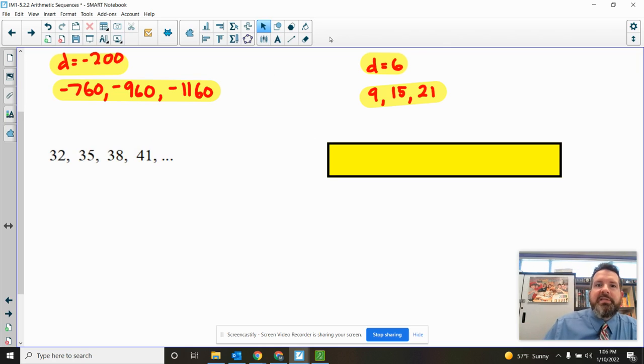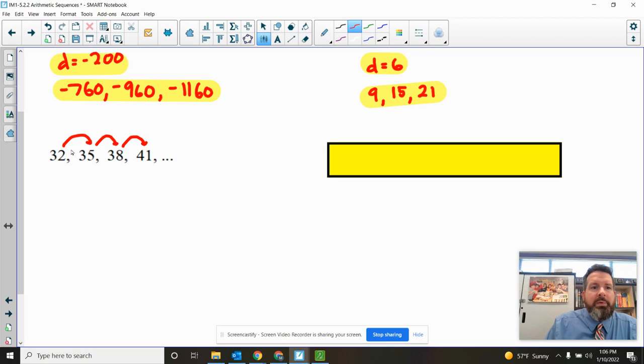All right, let's give things a look. Going back to the pen. 32 to 35 to 38. Okay, so we're going up. So these are positive differences. And we're going up by 3. So plus 3, plus 3, plus 3. So that common difference is a positive 3. Again, this arithmetic sequence is increasing, so a positive difference. And then the next term, 41 plus 3 is 44, plus 3 again, and plus 3 again.